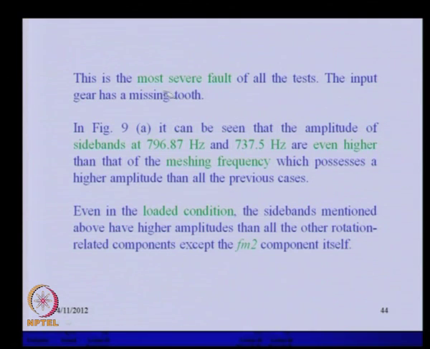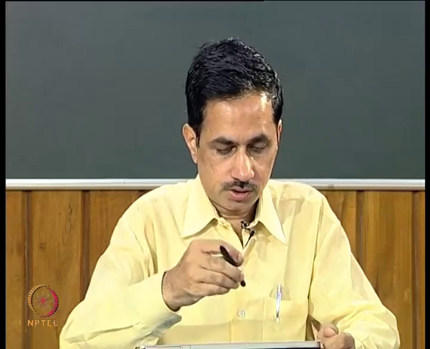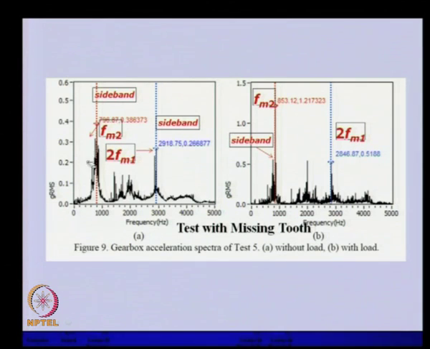The input gear has a missing tooth. In the previous figure, it can be seen that the amplitudes of the sidebands 796 and 736 are even higher than the missing tooth frequency. So, 796. In this, FM2 is more predominant, but there are sidebands, and they are quite predominant. Here also, the sideband is more predominant. You can see 853. These are sidebands. FM1 is present here. Here the second harmonic of FM1 is more predominant.